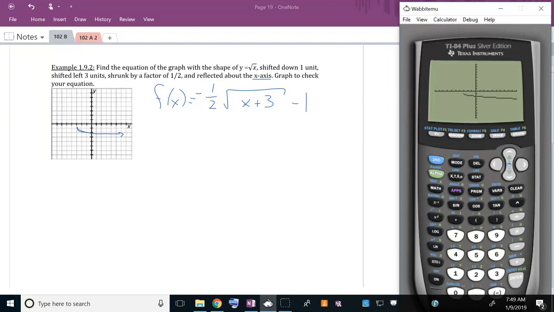Again, the stretches and shrinks, I exaggerate a little bit by hand, just so that you can tell that I have done them. But you can use the table on the calculator and get exact ordered pairs if that's a helpful thing to have.